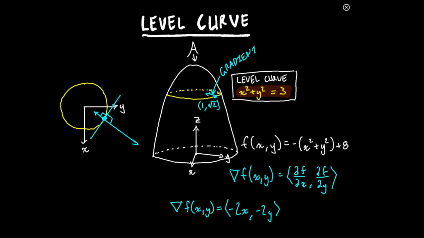All right, so now we have that and we know what point we're looking for. So let's just plug our point into this function and find the gradient vector. Given the point that we're looking for, we have the gradient function of 1, root 2 is going to be negative 2 times 1, which is just negative 2, and then negative 2 times root 2. And there you go. That right there is not a point, that's a vector. And that's exactly the vector that we're looking for.